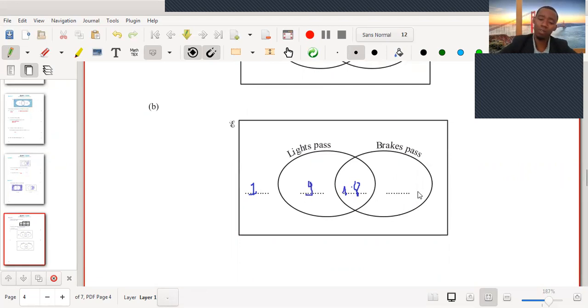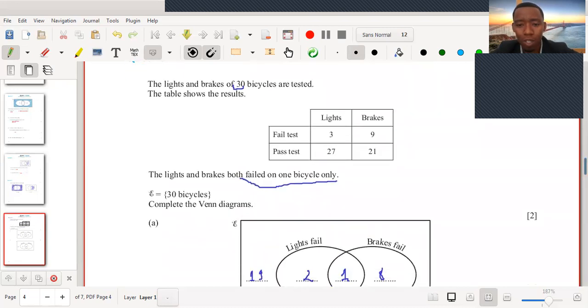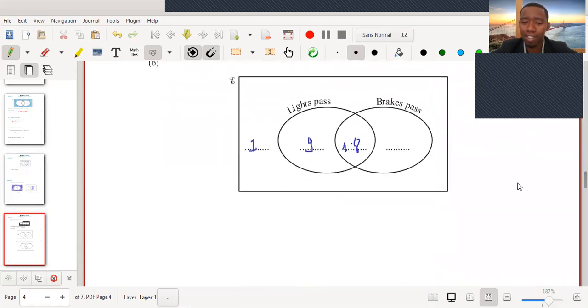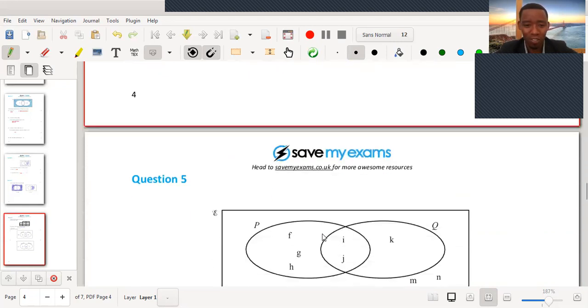And if I go to the black pass, I have 21. So since I have 18, I take my 21, then I take away 18. I'll be having 3. And that's it. Does it make sense? I hope so. So let's now continue to the next question.